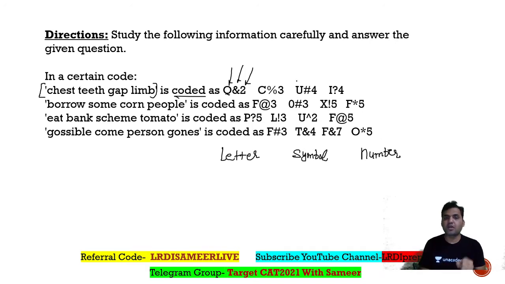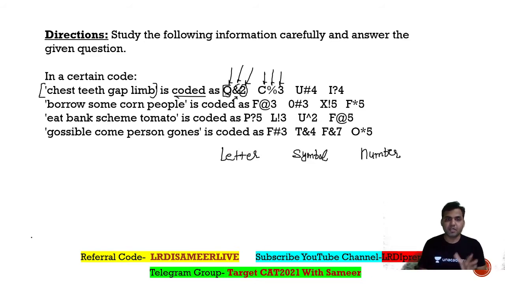How will you get to know when I'm supposed to place 2 at the end, when I'm supposed to place Q at the end, and when I'm supposed to use this symbol? Which is the word for which I'm using the code Q, this particular symbol, and then the number 2? With forward, I'm supposed to use the first letter as C, then percentage, and then the number 3.